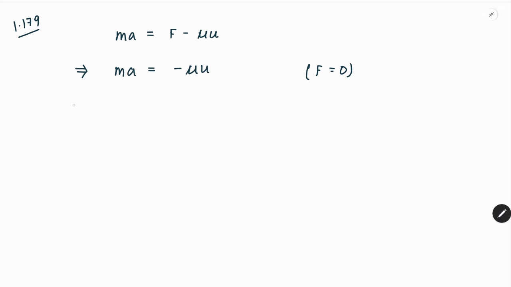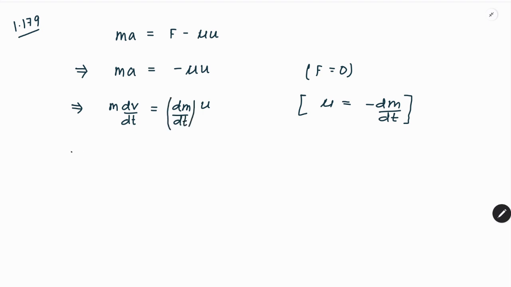And the next equation which we can write from here is m dv by dt is equal to minus mu u, and also we can write that mu is equal to minus dm by dt. So if we write mu as minus dm by dt, that is the rate at which the mass is ejected, then we can write this expression as dm by dt multiplied by u. So we will have this equation in this form, and now if we arrange the terms, then we can say dv is equal to u dm by m.